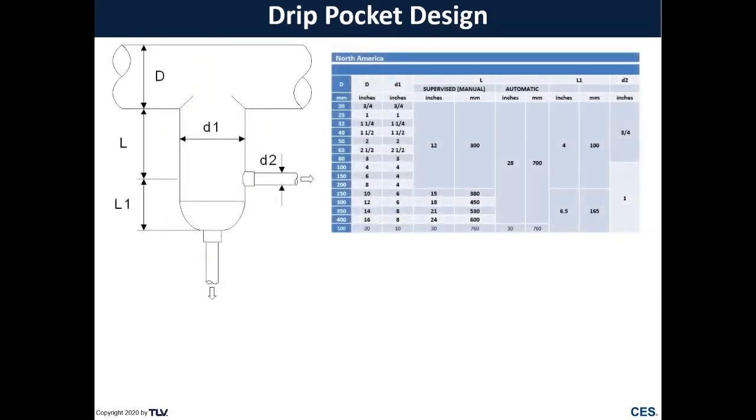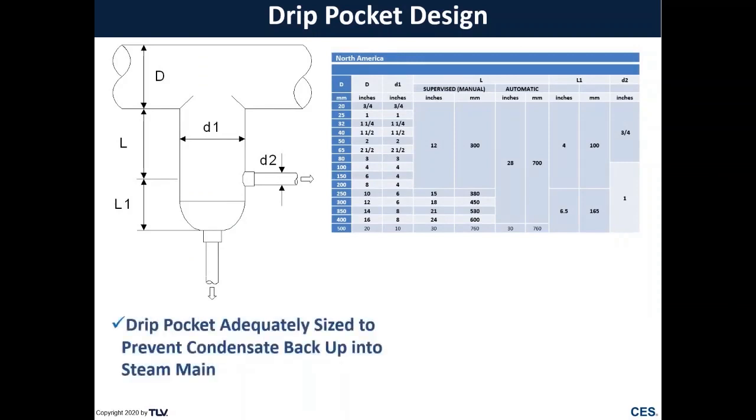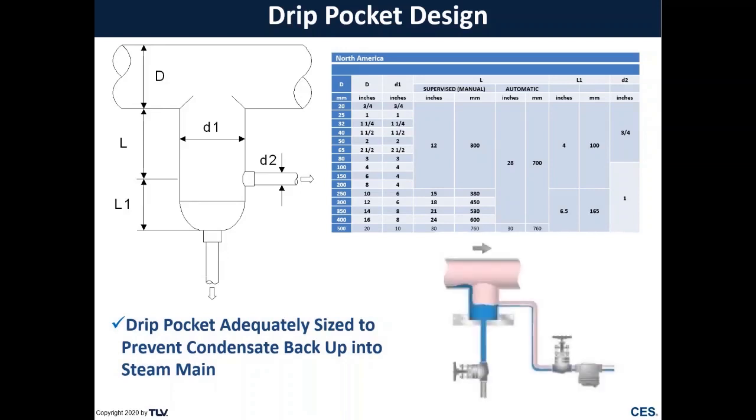So we really want to make sure that we're following proper piping practices by having a properly sized drip pocket to allow that condensate to fall out of our system so we can drain that out. So we should be looking for something like this rather than the previous images.